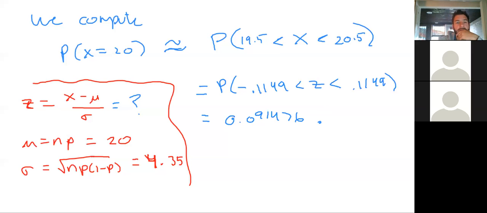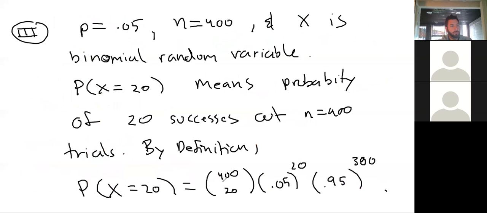Now, of course, if you have a sophisticated calculator, you could probably compute the actual value of what we had on the previous page, or 2 pages ago, this creature, 400 over 20, blah, blah, blah.